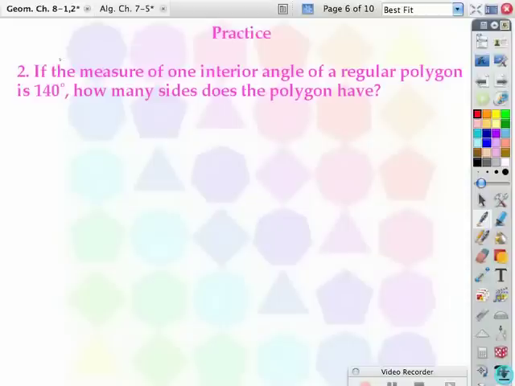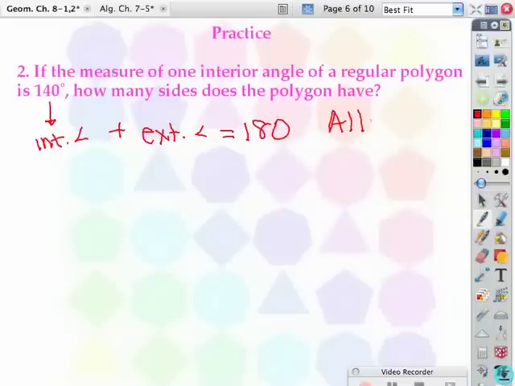Now think about what I was just saying. If the measure of one interior angle of a regular polygon is 140, how many sides does the polygon have? Well, if we know that this is the interior, what we don't know is how many sides there are, so we can't just multiply and be done. However, if the interior is 140 and the exterior has to give you a total of 180, and then all exterior angles add to 360, then we have something to work with.